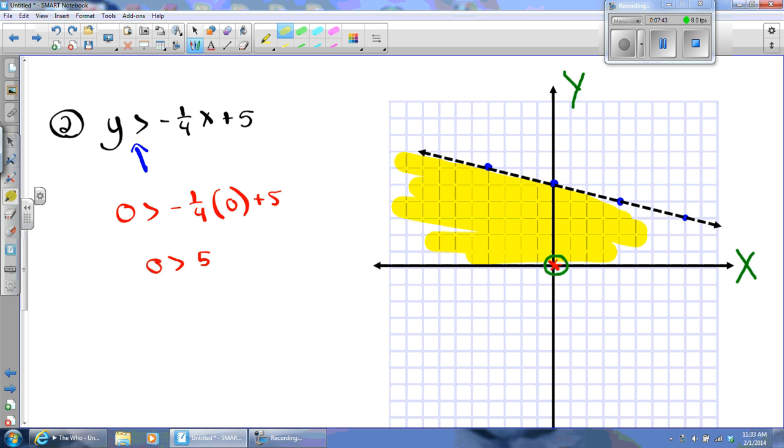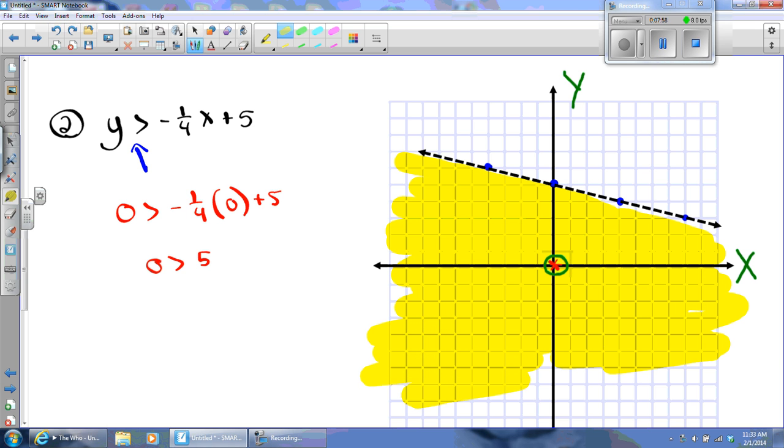So therefore, I shade beneath. Why do I shade beneath? I'm actually shading the side where the test point is. My test point gave me a true statement, and so I include it in my solution. By the way, you see the yellow region? The yellow region represents all the solutions, right? In this case, the line does not. No point on the line will yield a true statement.